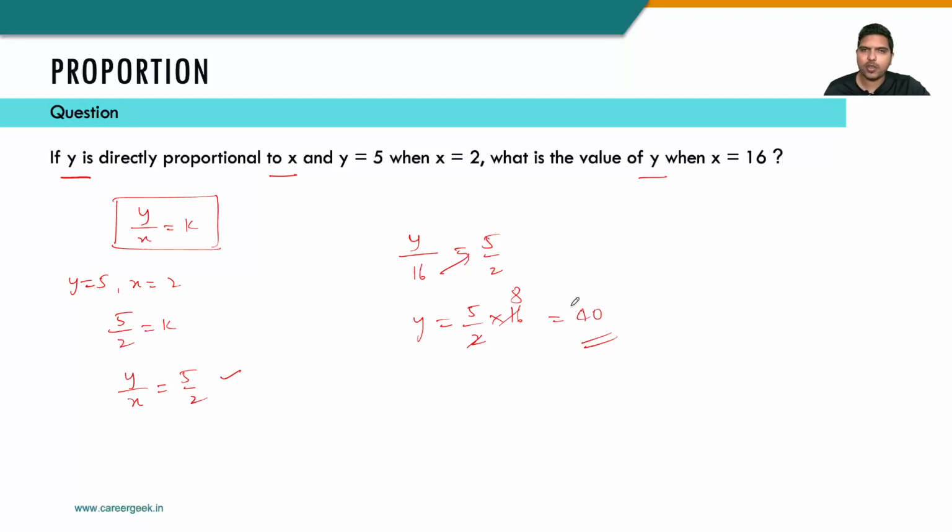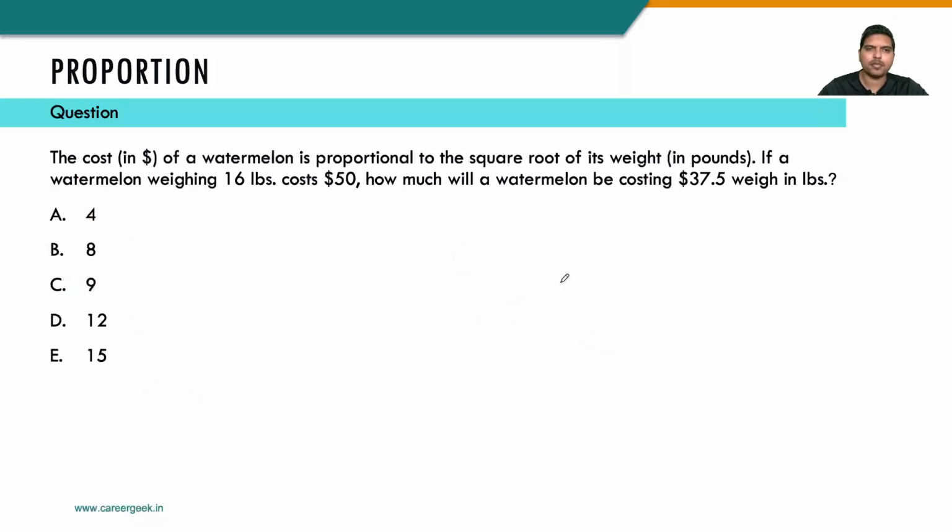Step 1, most of the times, is to find the constant K. And step 2 is they will give one of the values and ask you to find the other values. Straightforward questions will be asked.